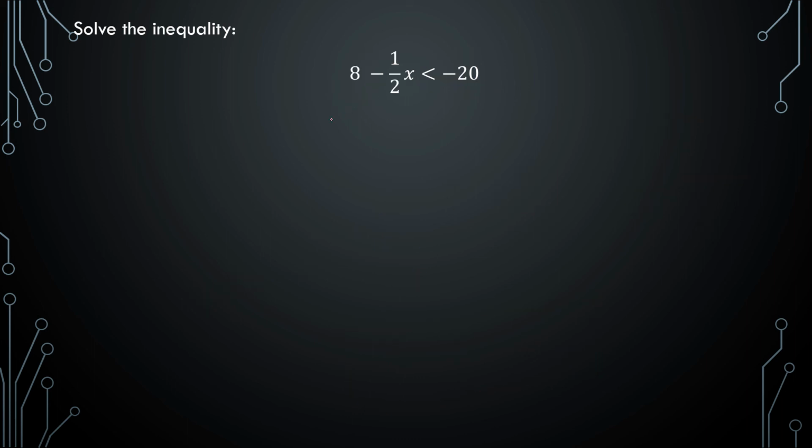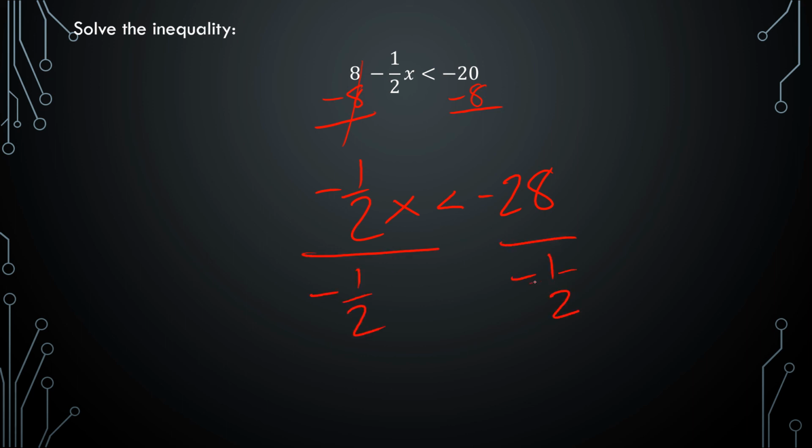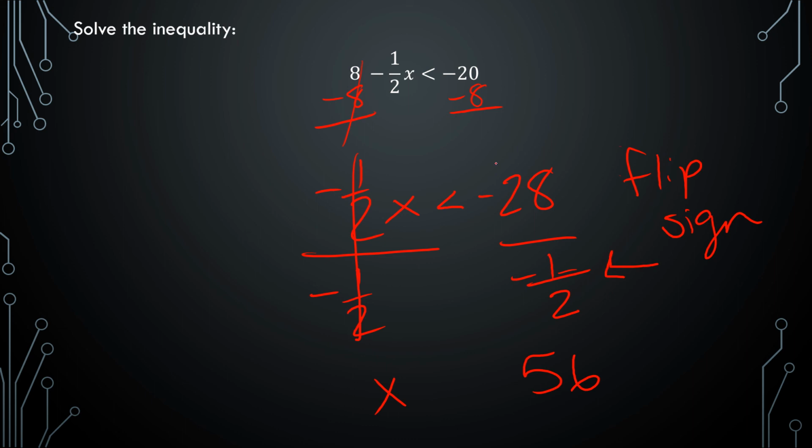One more example, let's subtract 8 from both sides. So I have a negative 1/2 x is less than negative 28. Now let's divide both sides by negative 1/2. So these will go away. I have x, and negative 28 divided by negative 1/2 is going to give you positive 56. Now remember, we have to flip our sign again, because I'm dividing by this negative here. So this inequality sign is going to be flipped to this direction.